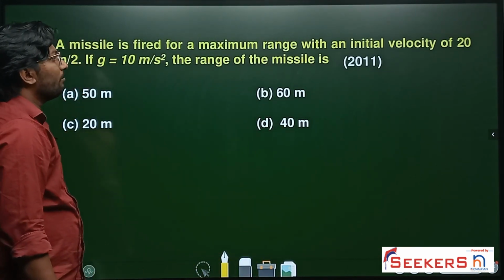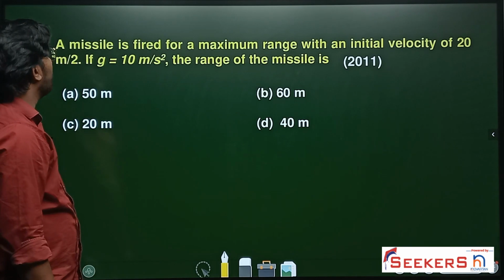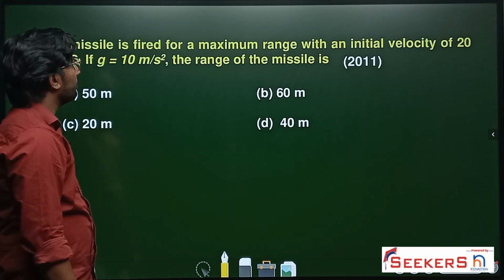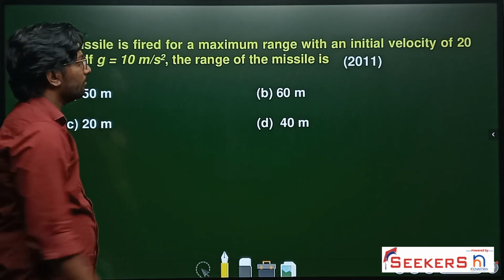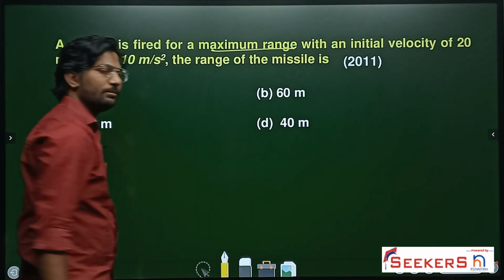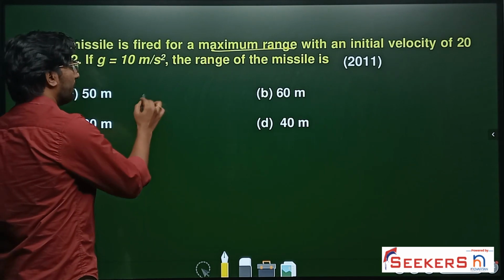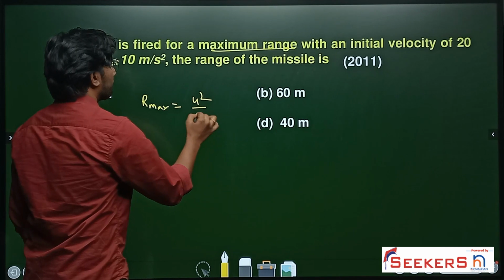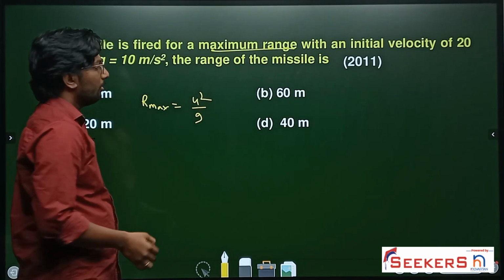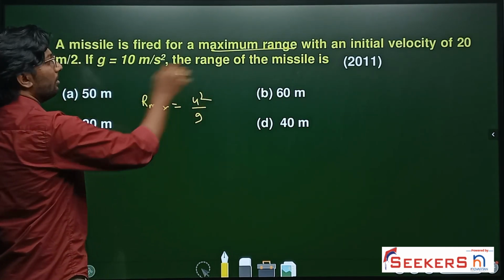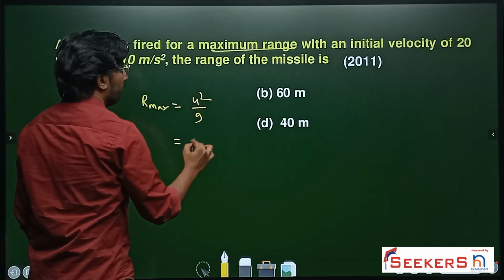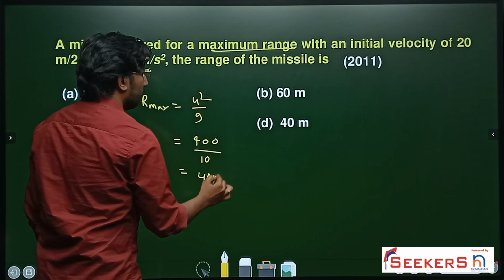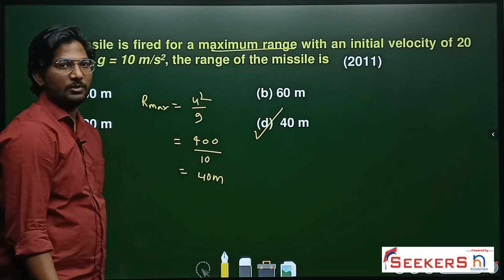A missile is fired for a maximum range with an initial velocity of 20 meter per second. If the g value is 10 meter per second square, the range of the missile is? They have already said it is fired for a maximum range. The maximum range equation I gave you: R max is equal to U square by g. So the U value is given as 20 meter per second, that will be 400 divided by g, which is 10, so that should be 40 meters, option D.